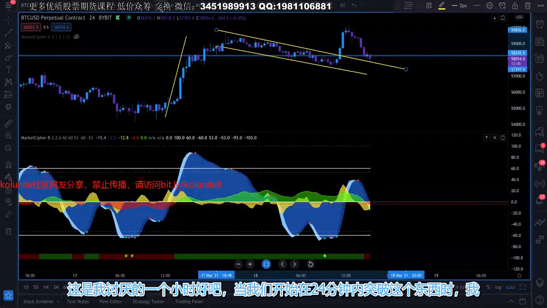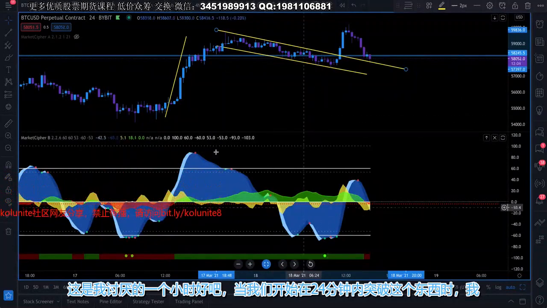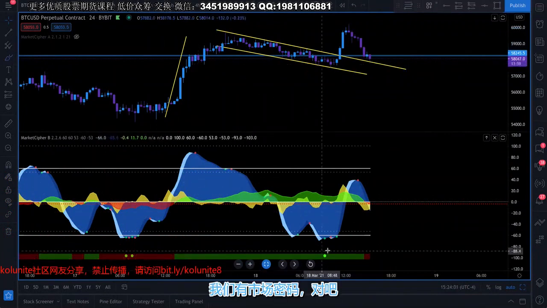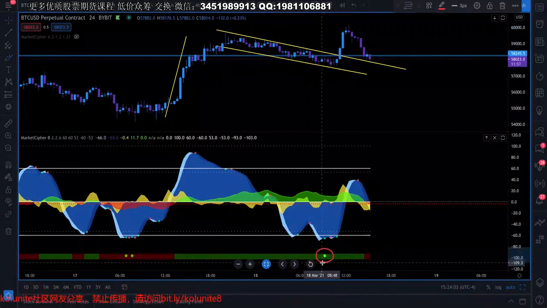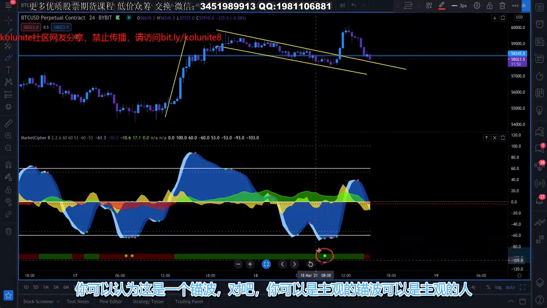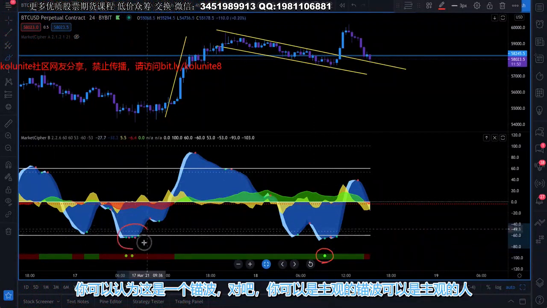When we started to break out of this thing on the 24-minute, which I really like, just look at all the confluence we had in Market Cipher, right? We printed a bottom, which you could consider an anchor wave, right? You can. It's subjective. Anchor waves can be subjective, guys.